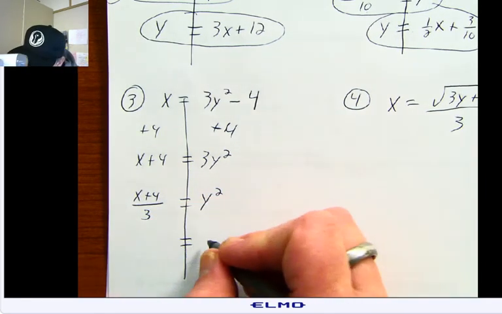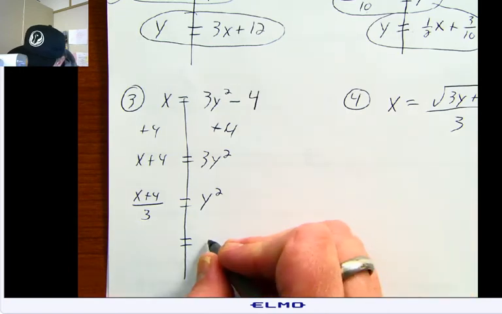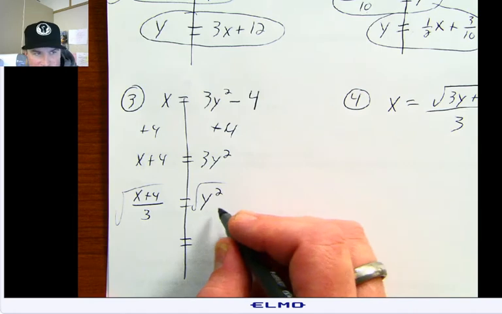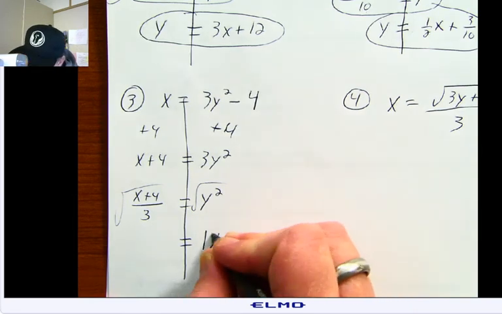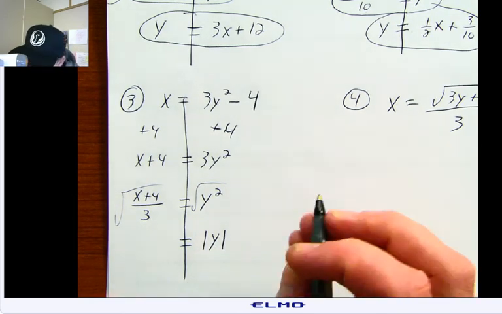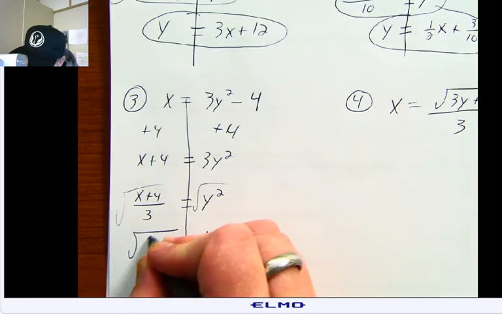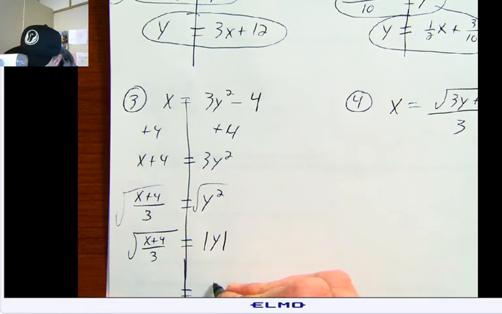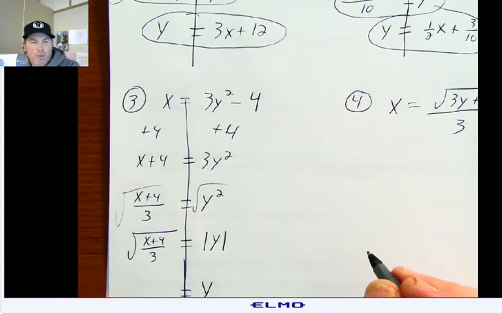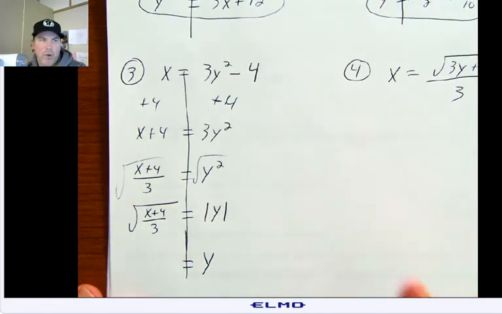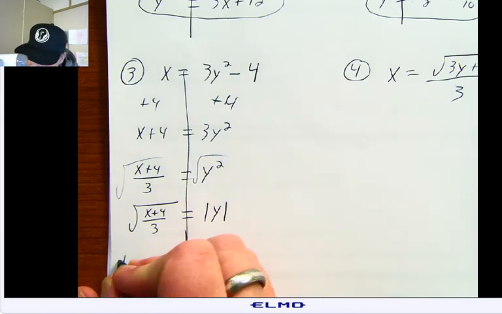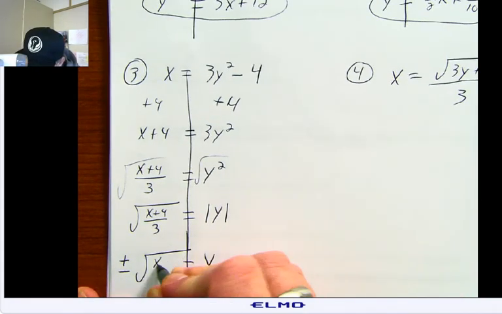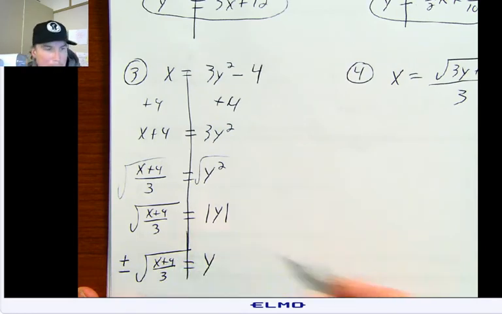Finally, I square root both sides, and when I square root both sides, the square root of something squared is the absolute value of that thing. On the other side, I have the square root of x plus 4 divided by 3. And then finally, like we've done before, if you drop the absolute value, the other side then has the option of being positive or negative. So it's positive or negative square root of x plus 4 divided by 3.